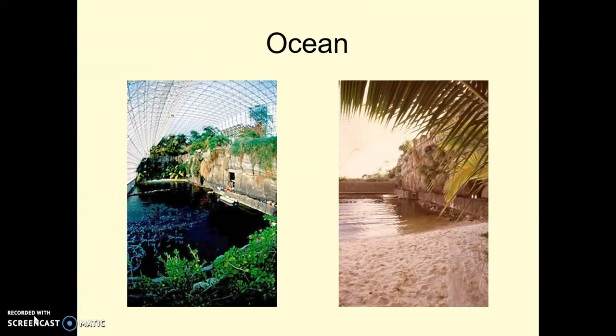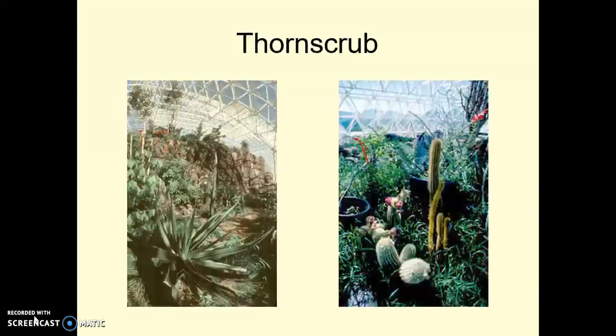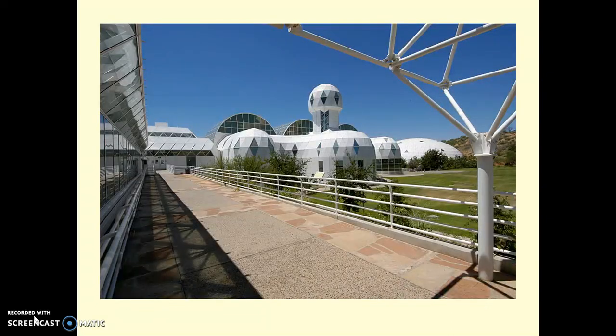So in an experiment for creating life in outer space, they created an artificial biosphere, and they created an ocean, rainforest, savannas, and thorn scrub, and this was how it looks. All the steps of the experiment were foreseen before they created this biosphere, and after that they created different experiments inside it.